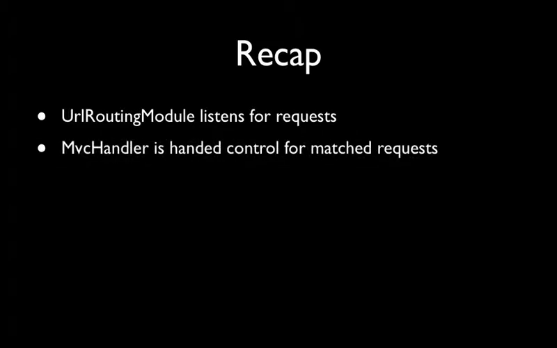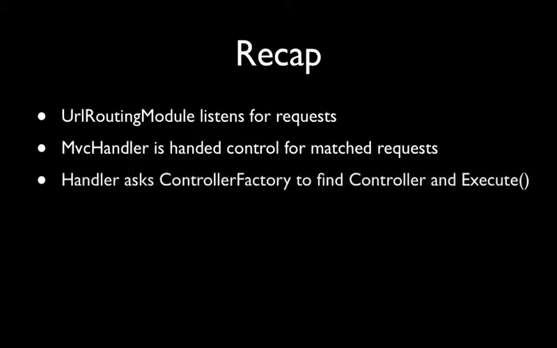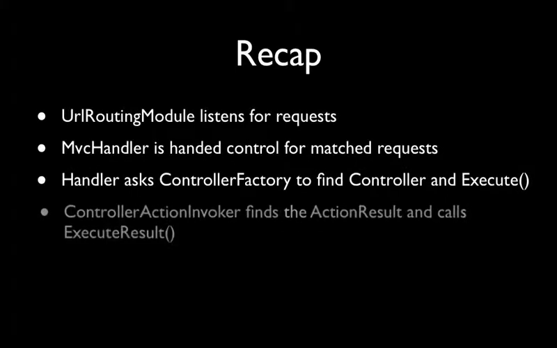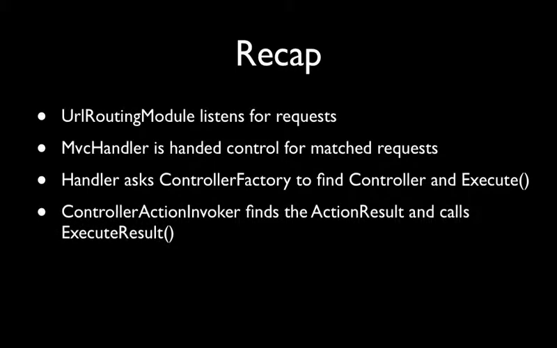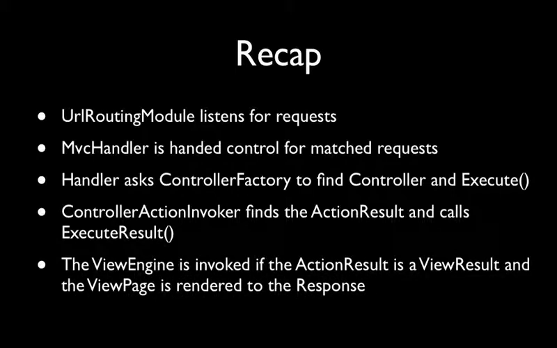To start with, the URL routing module listens for requests. Once it finds one, the MVC handler is handed control for that matched request. That handler asks the controller factory to find the controller and run its execute method. The controller action invoker is then pulled up and created, and it finds the action result and calls execute result on that controller. View engine is invoked if the action result is a view result, and the view page is rendered to the response.